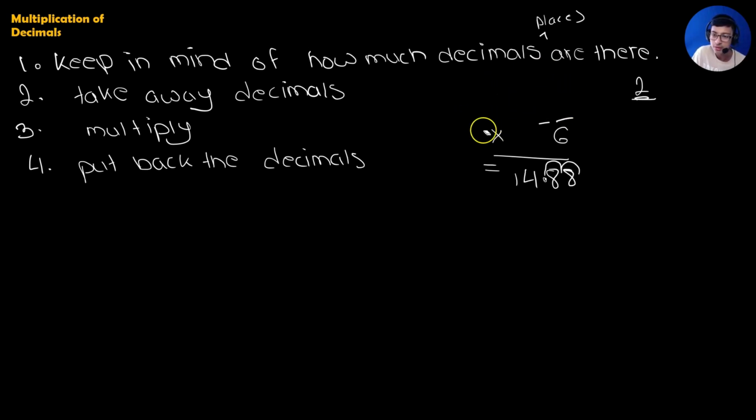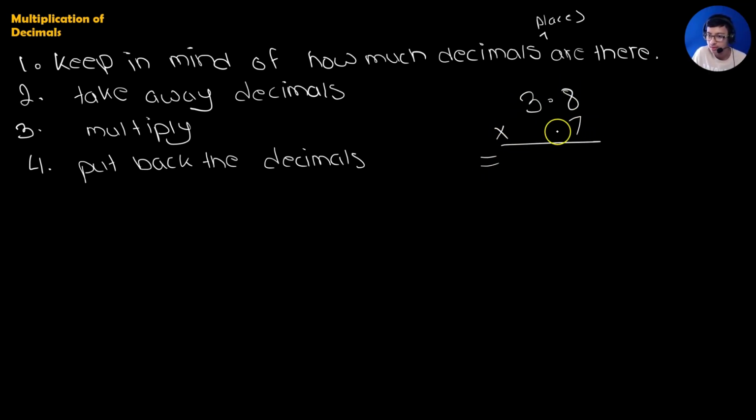So let's do another one. Next one, 3.8 times 7. First, we see what numbers have decimal places. Only the top one has a decimal place, and it has only 1 decimal place. So we remember 1 decimal place, and we will just take it out. So it's 38 times 7.